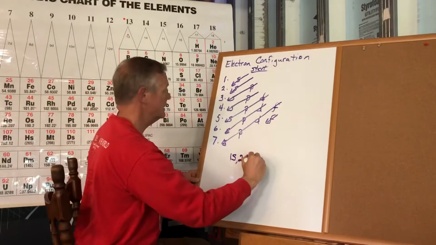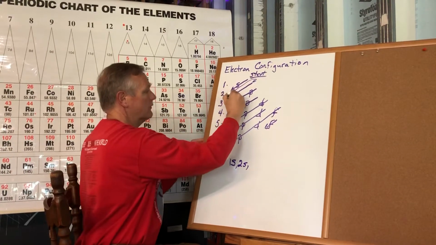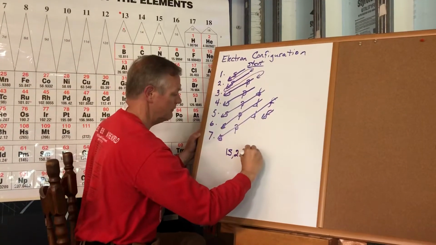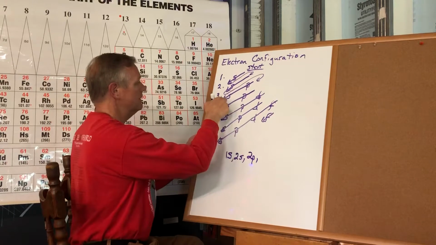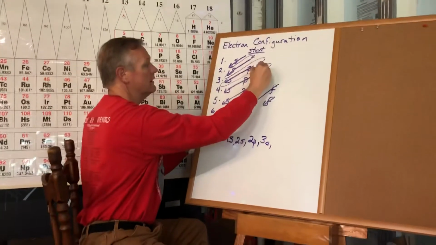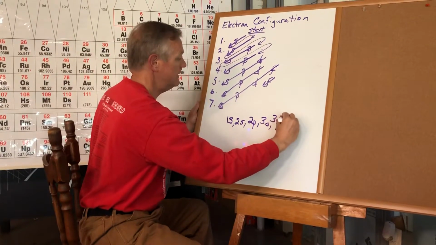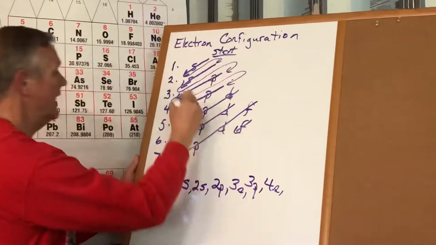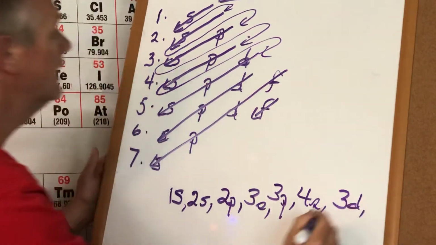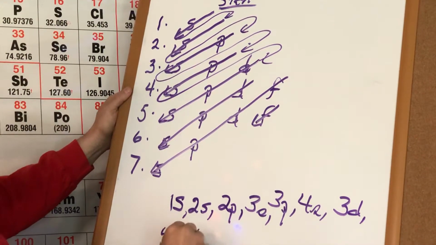The third one, if you notice, I'm coming back up here. Now is a P on the second line, so I put 2P, then 3S. I come back up. This is why it's called a diagonal. I go 3P and 4S. I come back up and it goes 3D. I'm just going to keep right on going. It goes 4P, 5S.